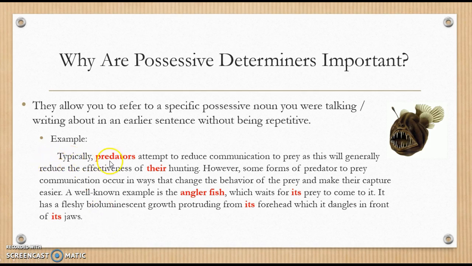Typically, predators attempt to reduce communication to prey, as this will generally reduce the effectiveness of their hunting. So in that one sentence, we have the noun predators, and then we have this phrase, their hunting. So this their is referring to the predators' hunting.